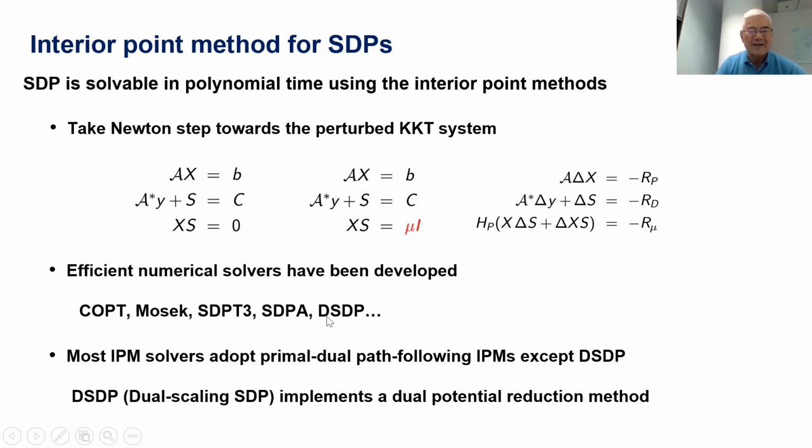So there are many methods, okay? Most methods use a primal and a dual, basically updating the primal and the dual simultaneously. But there was one algorithm called DSDP, which eliminates X. They basically use X equal to S inverse times mu, so the method only needs to store S. They don't need to store X.